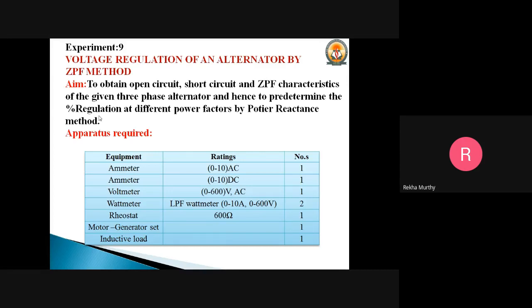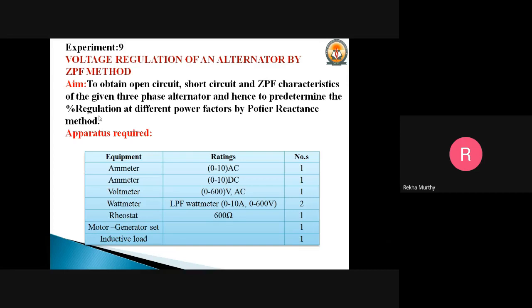ZPF is the zero power factor method. This method is mainly based on the separation of the armature leakage reactance and the armature reaction effect. In the operation of an alternator, the armature resistance drop and the armature leakage reactance drop are EMF quantities, whereas the armature reaction is an MMF quantity. The armature leakage reactance is called the Potier reactance in this method, which is why it is called the Potier reactance method.